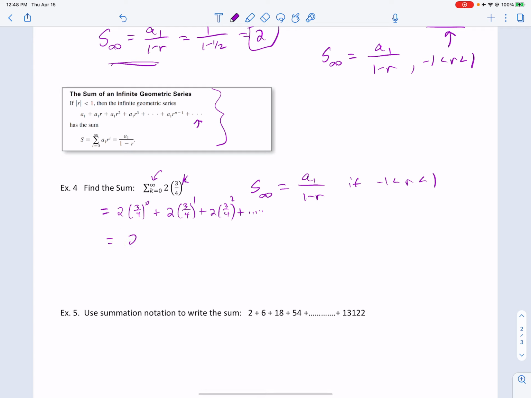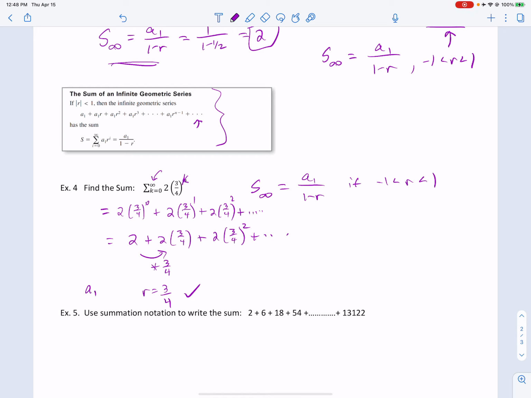So if I simplify that first term, well, 3/4 to the 0th is 1. And then I'm just going to write it 2 times 3/4 plus 2 times 3/4 squared, so that I can see from term to term I am multiplying by 3/4. So my r value is 3/4, and it checks. It's between -1 and 1. So the sum to infinity here is a specific value. It converges to a specific value.